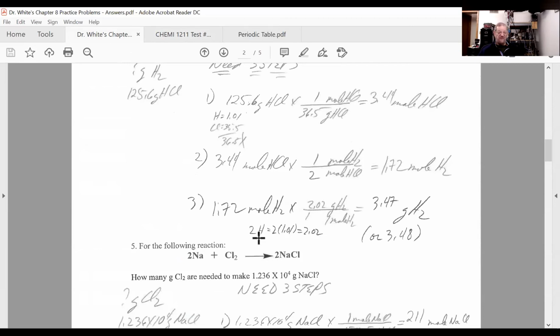Molecular weight is the sum of all atomic weights, so hydrogen 2 times 1.01 gives you, remember this 2 is an exact number, 2.02. So we put that in there. Remember the 1 here in step 1 is an exact number, I forgot to mention that. 3, 3. The answer is 3. Now notice I have 3 or 3.